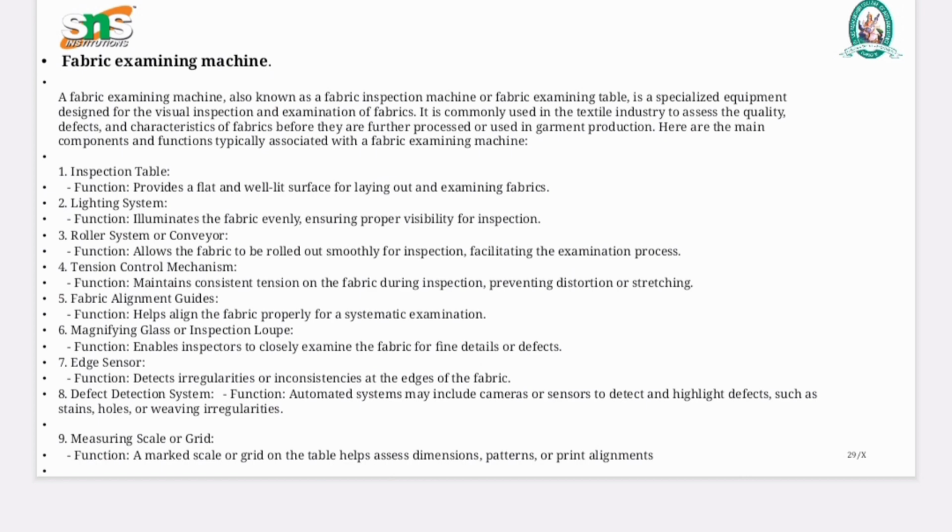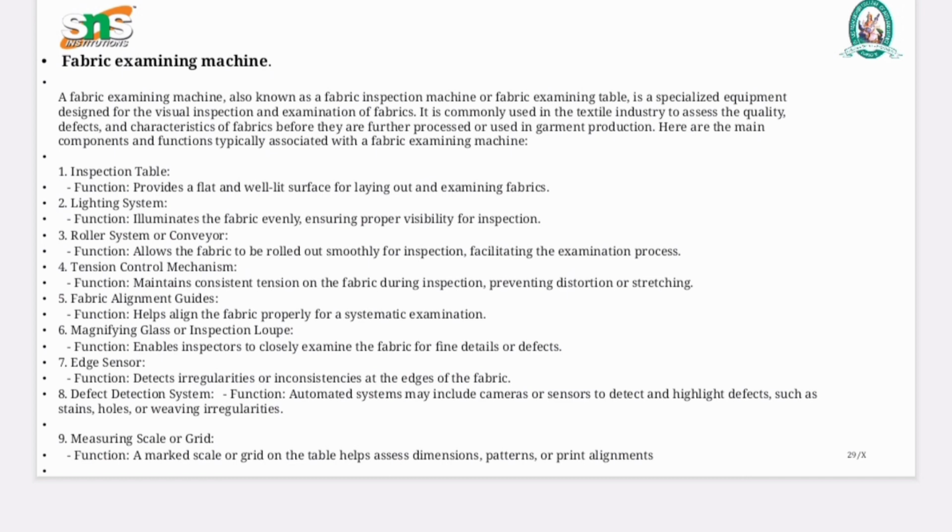Fabric examining machine. A fabric examining machine, also known as a fabric inspection machine or fabric examining table, is a specialized equipment designed for the visual inspection and examination of fabrics. It is commonly used in the textile industries to assess the quality, defects, and characteristics of fabrics before they are further processed or used in garment production.